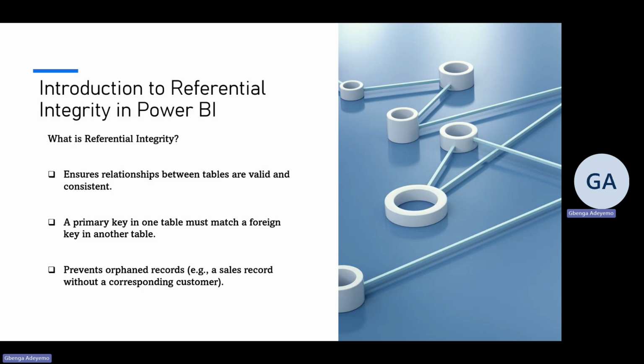Referential integrity ensures that the relationships between tables in our Power BI model are valid and consistent, right? It also ensures that the primary key in one table must match a foreign key in another table. Referential integrity prevents orphaned records. Imagine we have a foreign key that does not have a primary key. That foreign key exists in a fact table, but we don't have the primary key in the dimension table. With that, we are violating referential integrity.